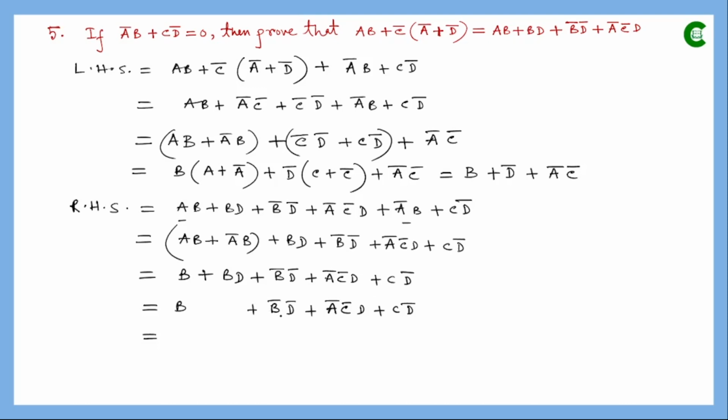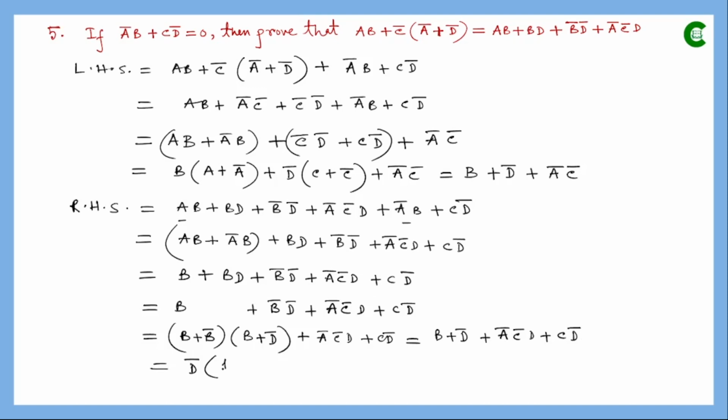And here we can apply distributive law of Boolean algebra. So it will be b plus b bar, and then we will have b plus d bar, and then we will have a bar c bar d plus c d bar. So from here b plus b bar will give us 1. Now we have to see which two terms we can combine. So from here what we can see is d bar and plus c d bar, if these two terms we combine, then d bar can be taken as common, and within bracket it will be 1 plus c, which will finally give us 1 only.